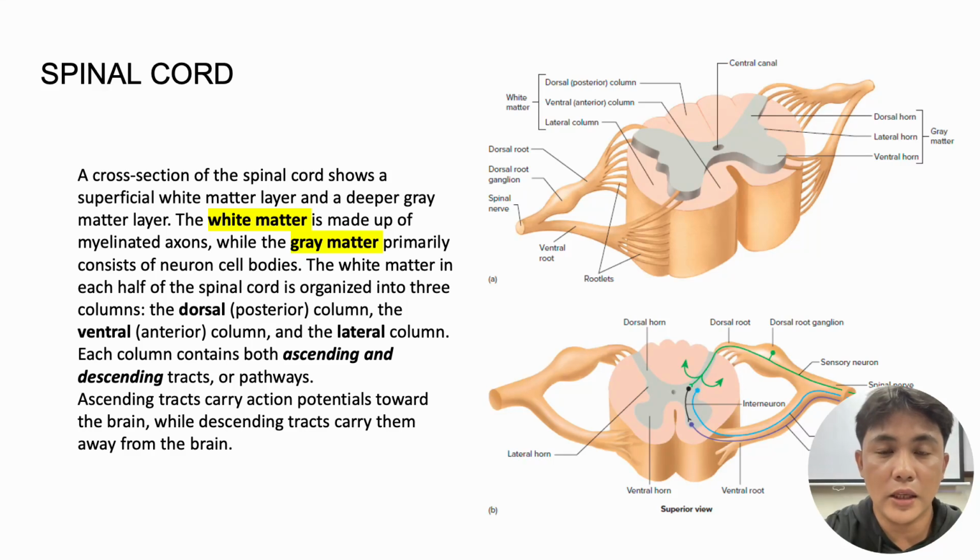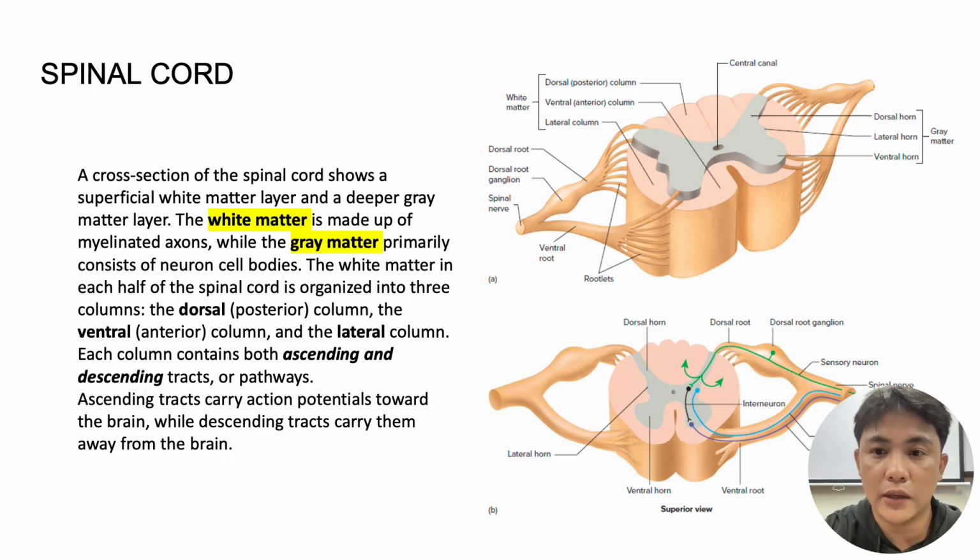Good day. Today we'll have the continuation of our discussion on the central nervous system. I will be discussing here the structure of the spinal cord, focusing on its cross-sectional anatomy and how it functions in transmitting information. Let's begin with the basic structure.